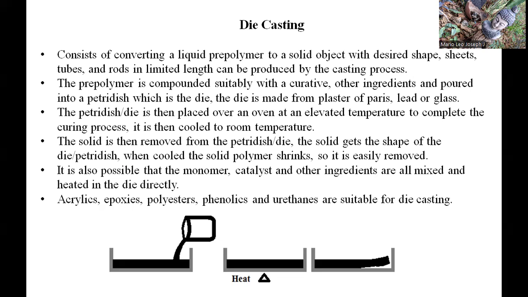So what happens during heating is cross-linking polymerization happens. So it forms a solid structure in the petri dish or inside the die. So you're going to heat it, of course, definitely for the curing reaction to occur. So what are the polymers that can be used in die casting? Acrylics are used, epoxies are used, polyesters, phenolics, and urethanes are used.